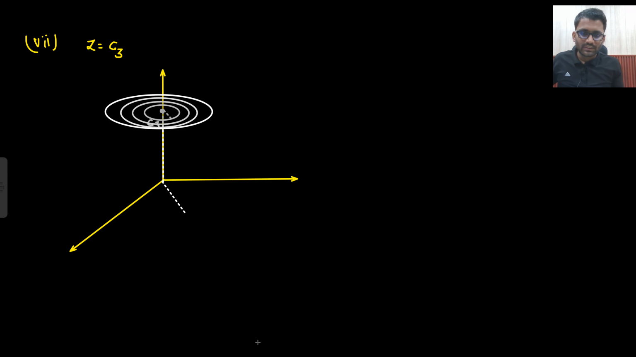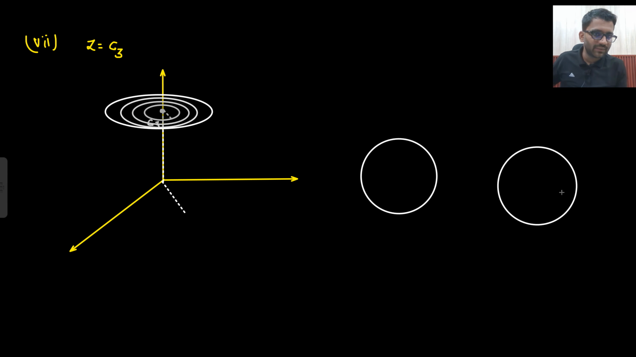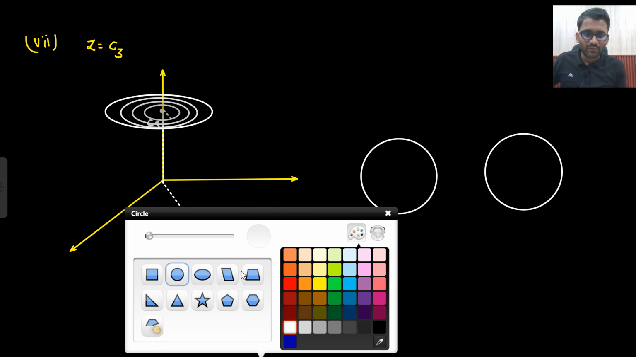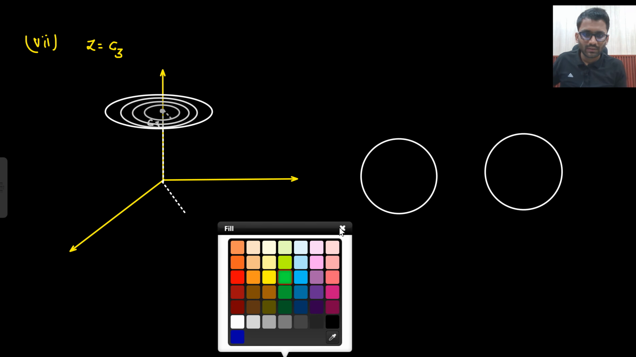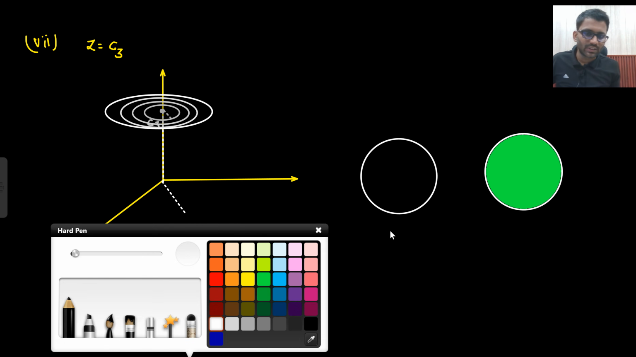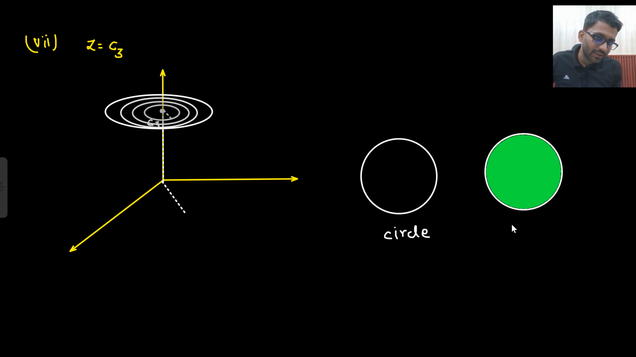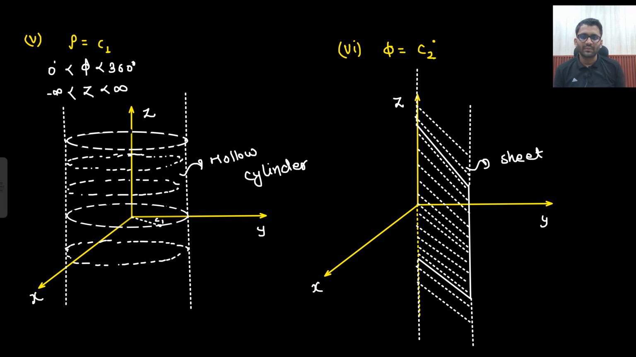If I have this thing, that is a circle. But if I have something which is filled by something else, so this is your circle, but this is your disk, right? So here it is completely filled because rho can take any value. Rho can go from 0 to infinity. So it is completely filled. So you will make a disk here, right?